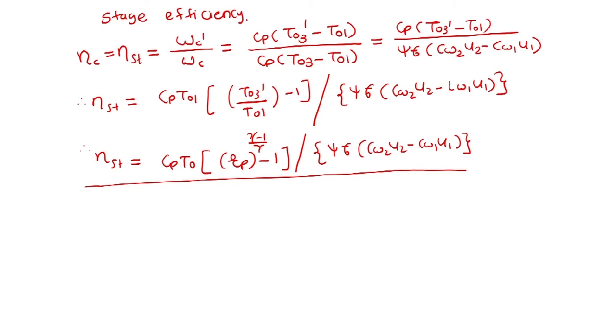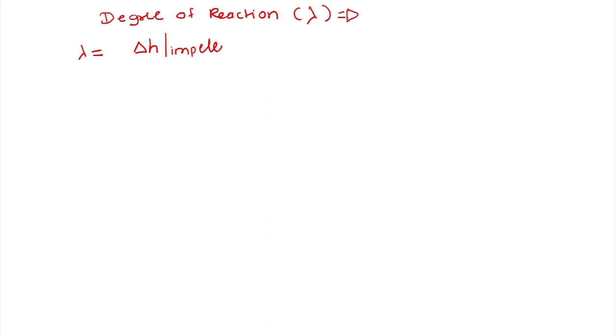So, now we will move ahead for the next derivation, which is for the degree of reaction, which we are saying as R, or which we will say also as lambda. So, lambda, in some books it is also represented as R. So, lambda by definition is delta H in the impeller divided by delta H naught in the stage. Change in enthalpy in the rotor divided by total enthalpy change in the stage. So, this is the expression for the degree of reaction.